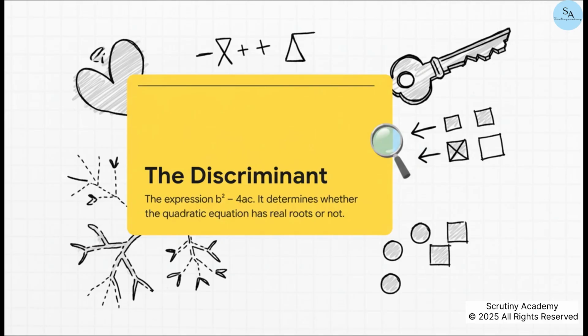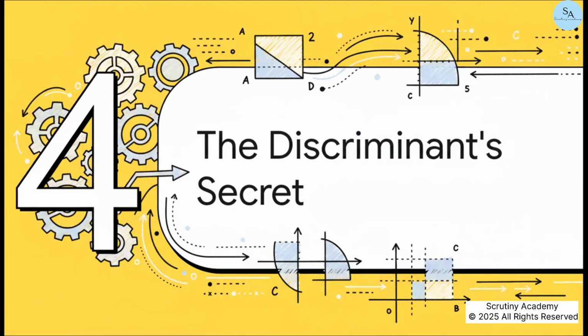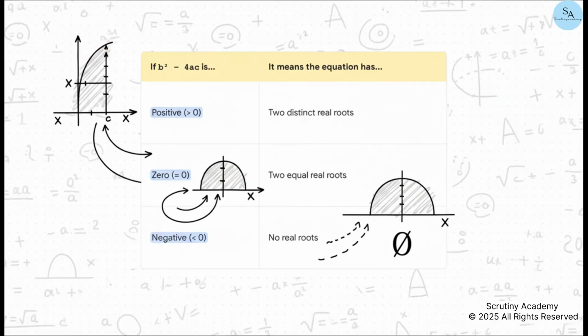Its job is literally to discriminate, to tell the difference between the kinds of answers you're going to get. You can think of it like a master key that tells us about the roots, how many there are, what kind they are, without us ever having to do the hard work of actually finding them. So, let's see how this incredible secret code actually works and why it's one of the best shortcuts in all of algebra.